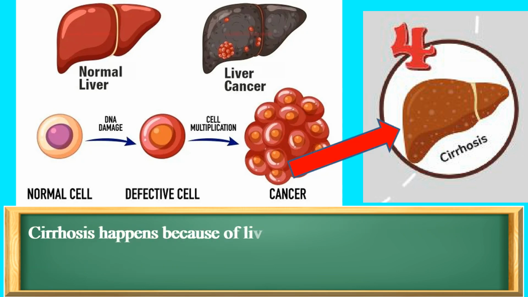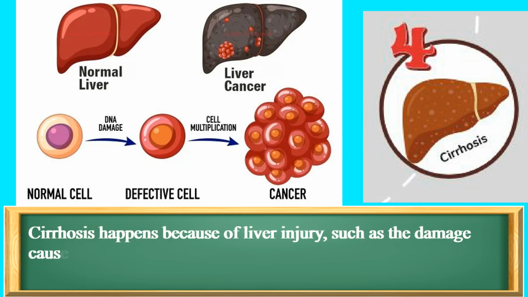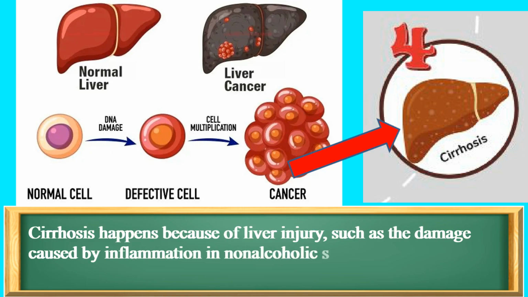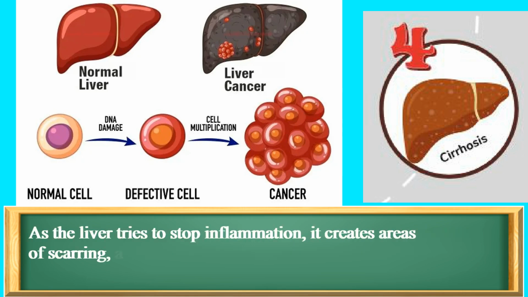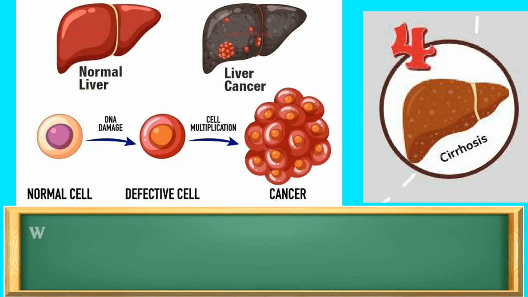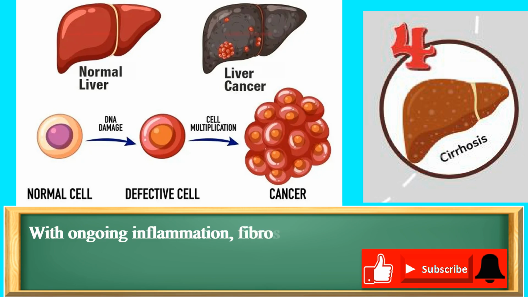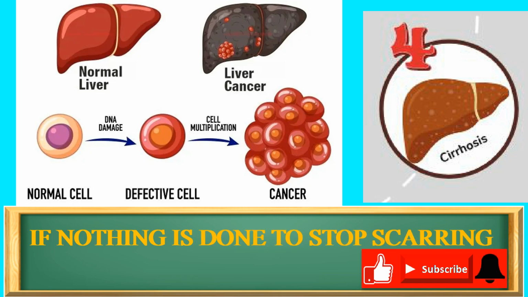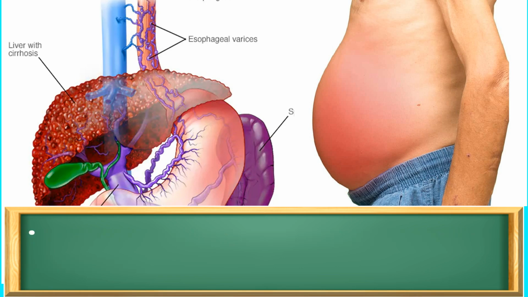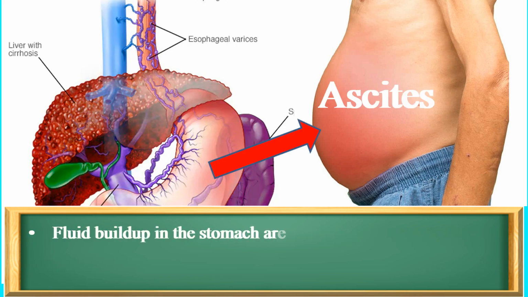Cirrhosis happens because of liver injury, such as the damage caused by inflammation in non-alcoholic steatohepatitis. As the liver tries to stop inflammation, it creates areas of scarring, also called fibrosis. With ongoing inflammation, fibrosis spreads and takes up more liver tissue. If nothing is done to stop the scarring, cirrhosis can lead to fluid buildup in the stomach area, which is called ascites.